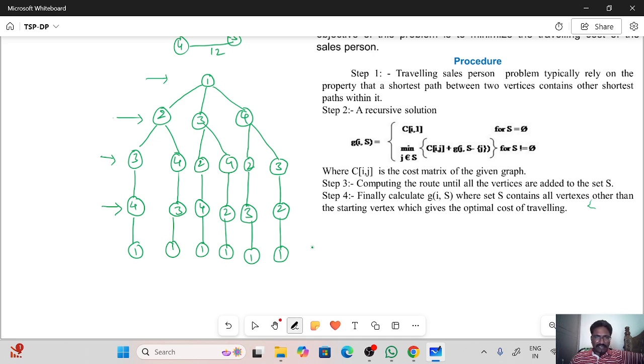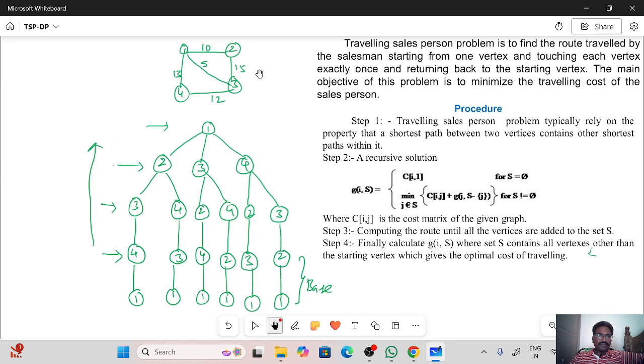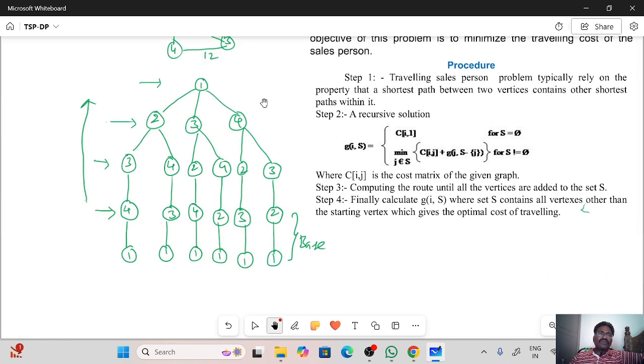So this is the base case, and from this all are recursive. What is the base case? The base case is when my set is empty, when I begin with 4. What does that mean? If you clearly observe this path, I visited 1, 2, 3 and 4. Totally I have only 4 vertices in the given example. So that means there is no vertex left to be visited. In other words, I am going to find the cost at node 4.